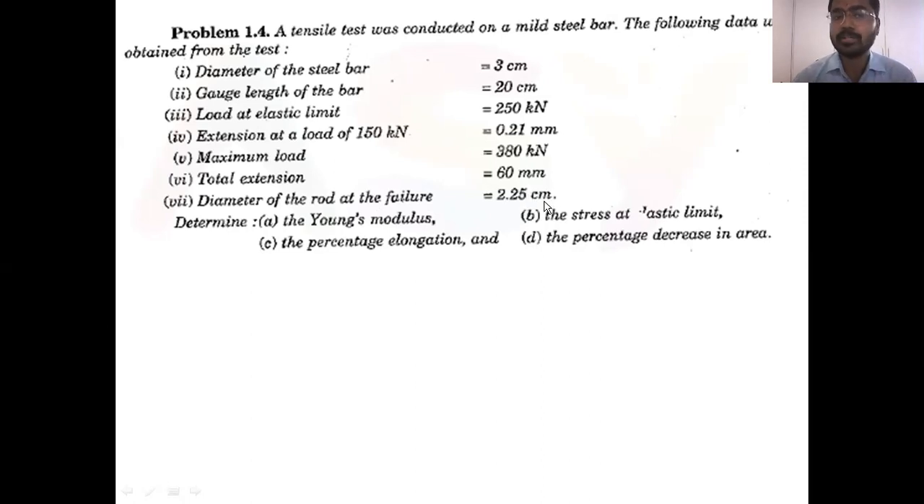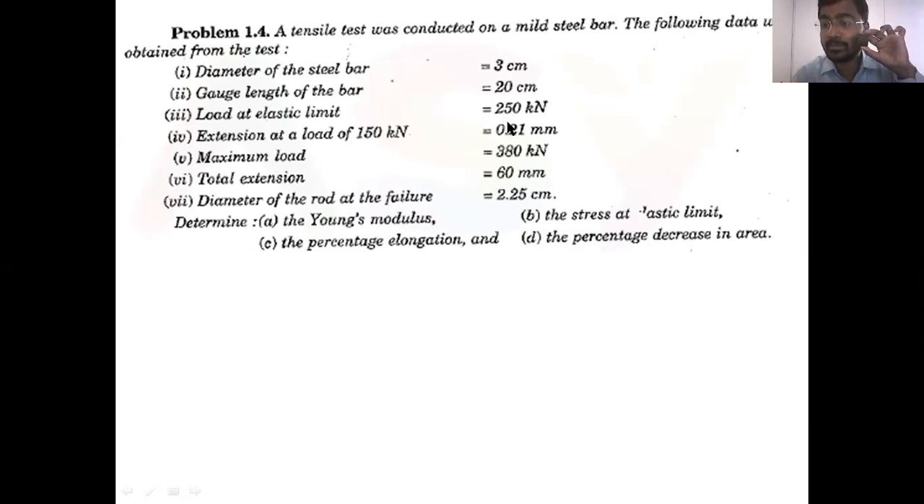I just wanted to read it once again. Please read it carefully. The diameter of the steel bar was 3 centimeter. The gauge length, I just wanted to show you here. If this is a circular bar I have, here I have a diameter, so the diameter is 3 centimeter. Here the length, this is the length we have, the length is 20 centimeter, and then the load at elastic limit.